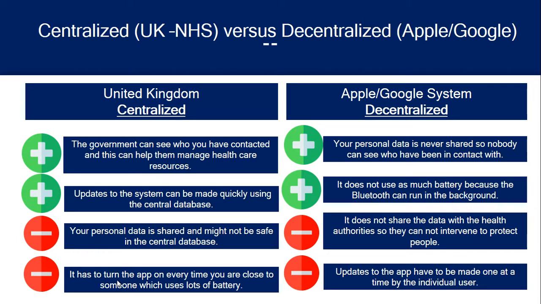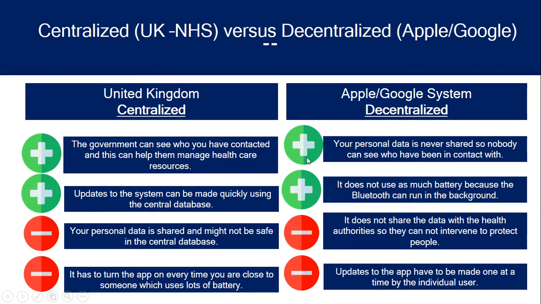So what we've found is that with the UK version, people that aren't using the Apple and Google system, their APIs tend to operate in a different manner, which means they use more battery. So the battery life on your phone is not very good because the Bluetooth has to use a lot more energy. However, the Apple and Google system is much more efficient.